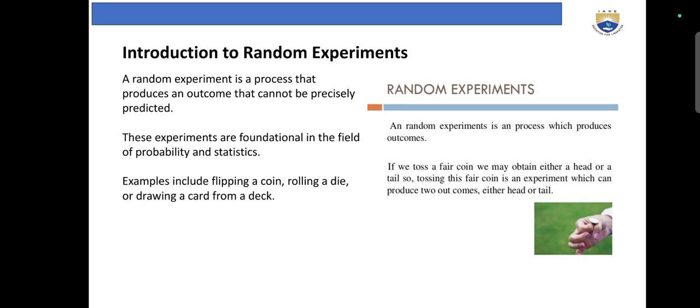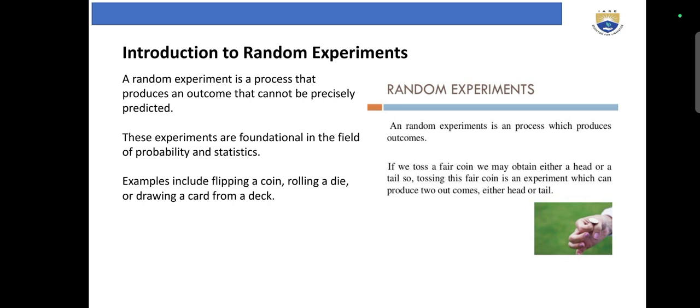Random experiments. A random experiment is a process which produces outcomes. If we toss a fair coin, we obtain either a head or a tail. So tossing this fair coin is an experiment which can produce two outcomes, either head or tail.